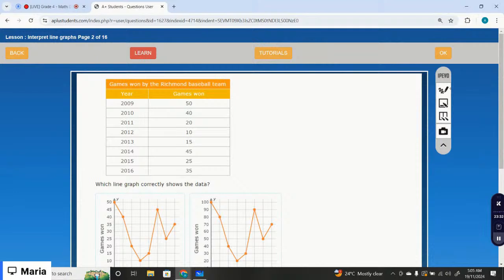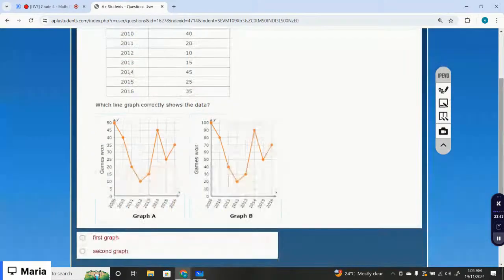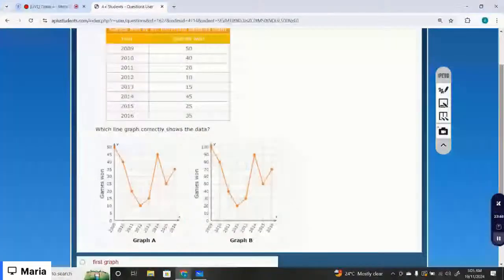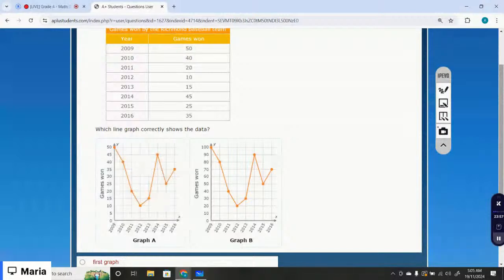You are given a table of values, that is games won by the Richmond baseball team. Which line graph correctly shows the data? So basically, you are given two of the graphs. You need to match these graphs with a table of values, right? Look at the first one, 2009 50 games. Here is 2009, and the point is on. Then 2010, here is 2010 40 it is, right? Match graph and table of values. 2011 20 it is, here 2011, here is 20.